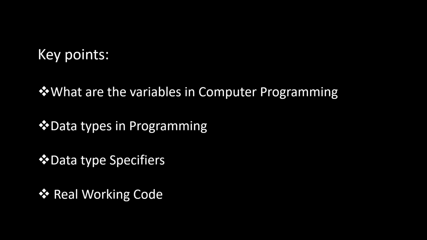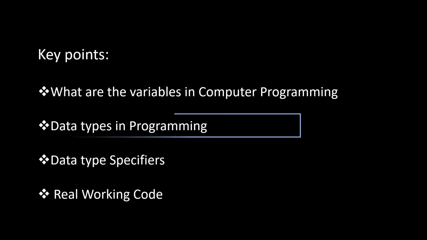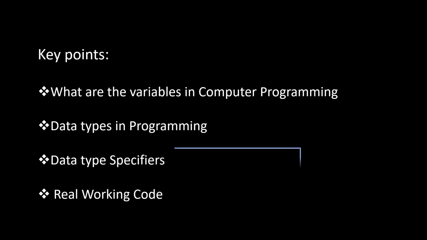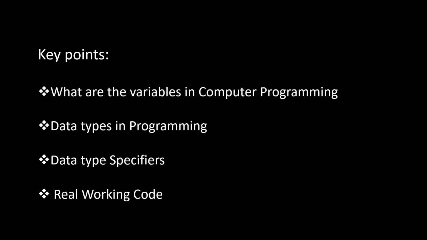In this video, we're going to talk about variables in C++. Here are some key points that you will learn after watching this video. First, variable in computer programming, the second, data types in programming, and the third one, data type specifiers, and at last, the real working code we're going to create at the end of this video. So make sure to watch this video entirely.